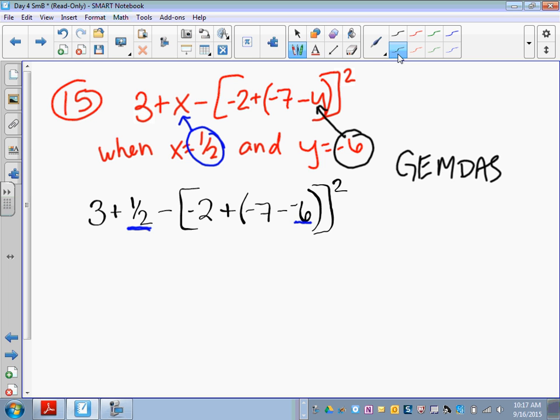So we just work from the inside out. Alright, so we have negative 7 minus a negative 6. Minus a negative, same thing as, anyone? Plus a positive.